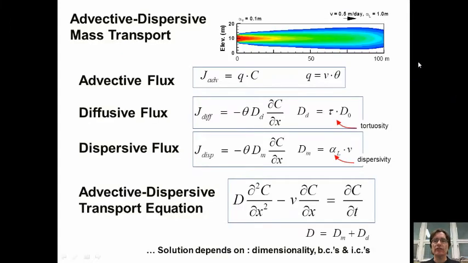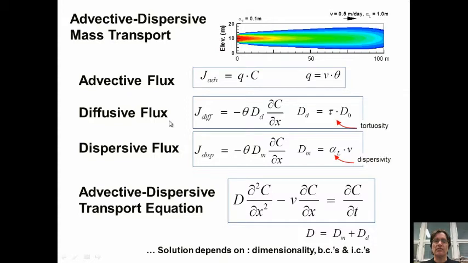The behavior of a non-reactive contaminant in a porous medium is governed generally by 3 fluxes: an advective flux, a diffusive flux, and a dispersive flux. The advective flux is the flux of mass due to flowing groundwater, and is just the product of the Darcy flux q times the concentration C.